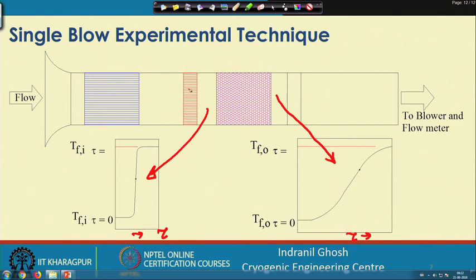So, this is the inlet temperature when it is heating up. When the heating is complete, the air or the fluid that is coming out will have the same temperature as that of the test section or that of the fluid which was coming in. So, this is at tau equals infinity. So, for this exit temperature, the temperature will be increasing like this.